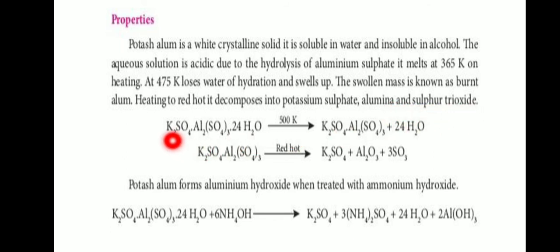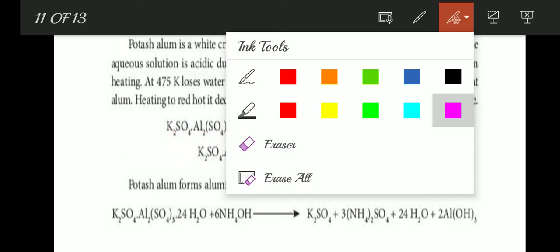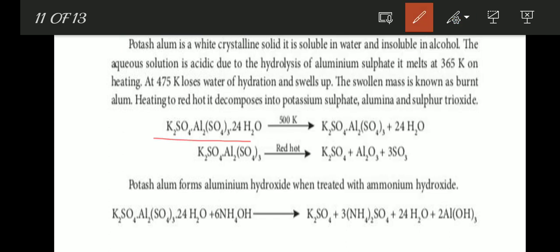This is called potassium alum. Heated at 500 Kelvin it loses water, and heated to red hot it forms potassium sulfate, alumina and sulfur trioxide. Listen carefully, it is a very, very important question.